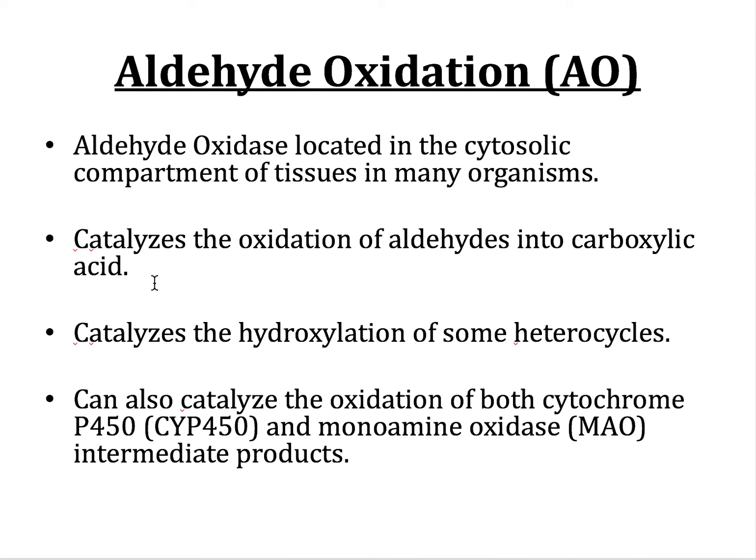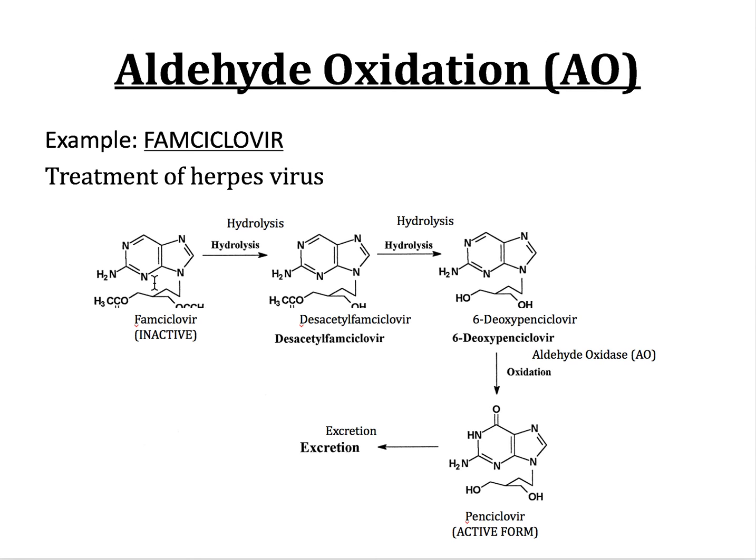Aldehyde oxidation is another form. It forms carboxylic acid as the byproduct, as you get from acyclovir, used for the herpes virus. It only becomes active when it's in the penciclovir form, which is after the aldehyde oxidation takes place.